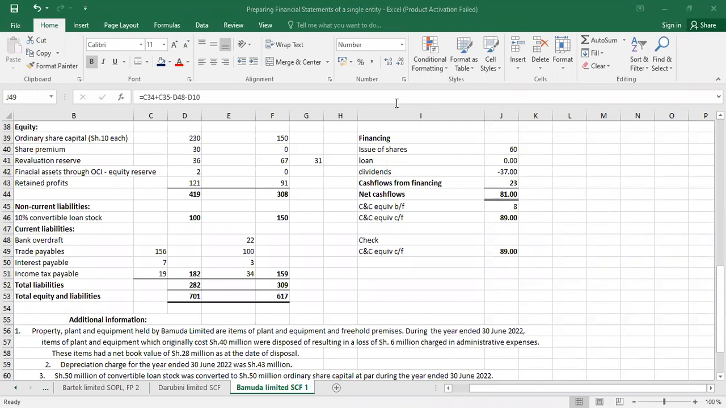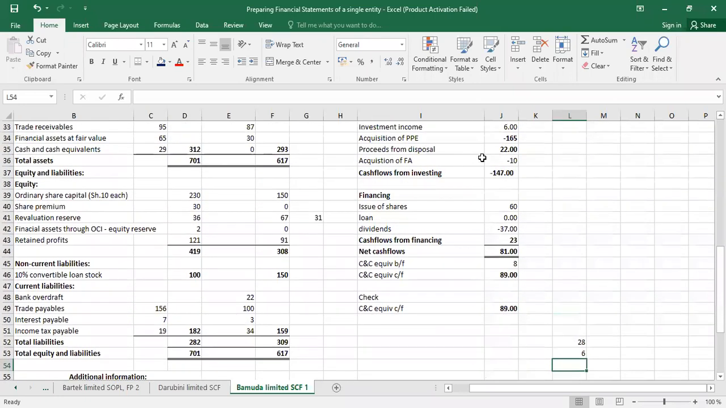So proceeds on disposal. Here it is. The item had a net book value of 28. Then loss of 6. So if you made a loss of 6 and it had a net book value of 28, what are the proceeds? It means how much were you given? If you made a loss of 6 and it had a net book value of 28, it's as simple as that. And it's 22.